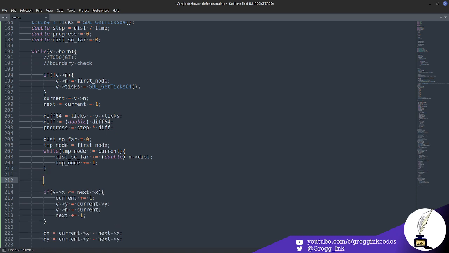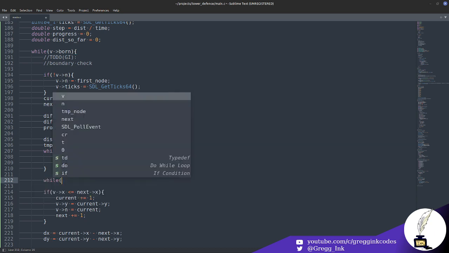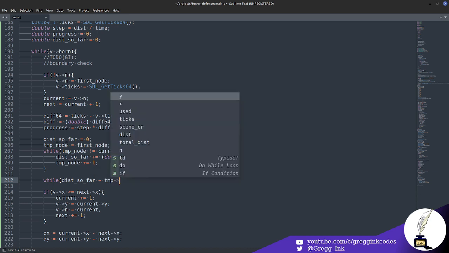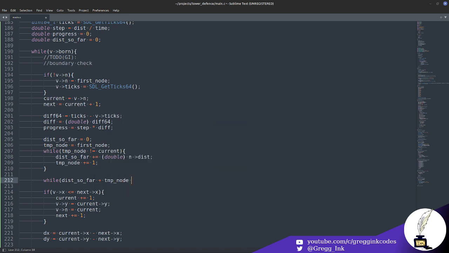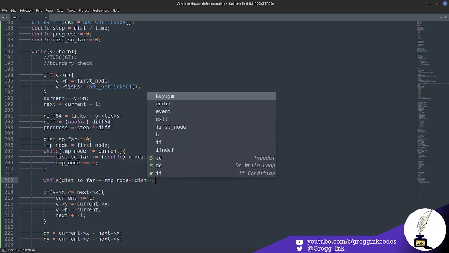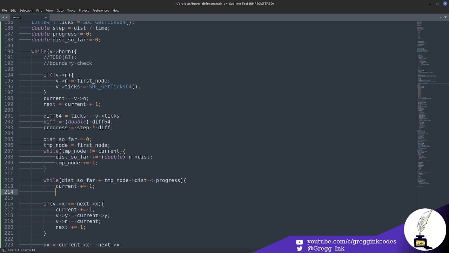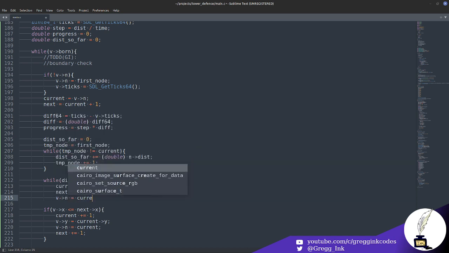So now while this so far plus TMP node dist is smaller than progress, current plus equal 1, next plus equal 1, Vn equals current.